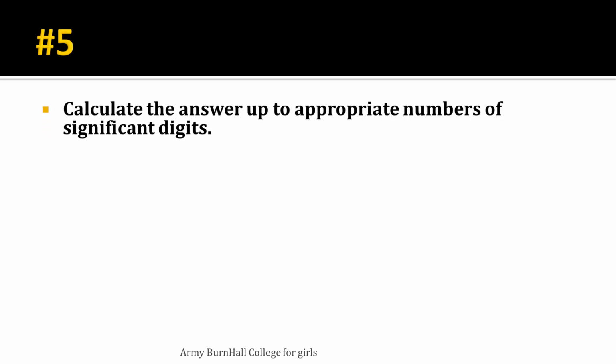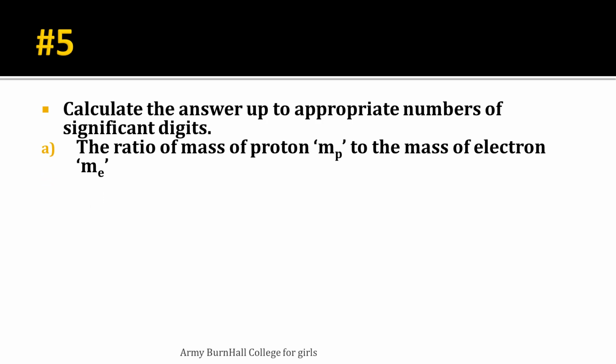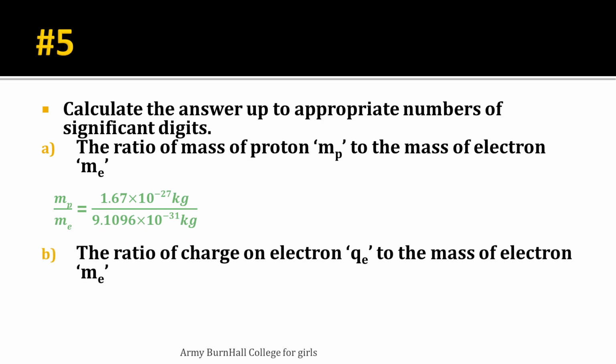Number 5, calculate the answer up to the appropriate number of significant digits. Again, part A, the ratio of the mass of proton to the mass of electron. Values are given, MP divided by ME. Values are provided in scientific notation. And part B, the ratio of the charge on the electron to the mass of the electron, QE over ME is equal to this value. We will solve one part and then you have to do the other part.